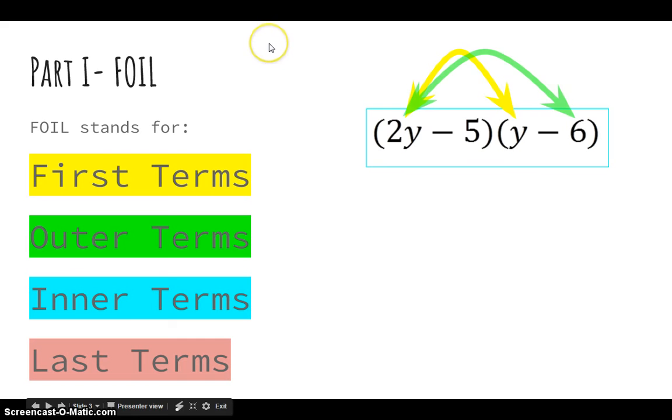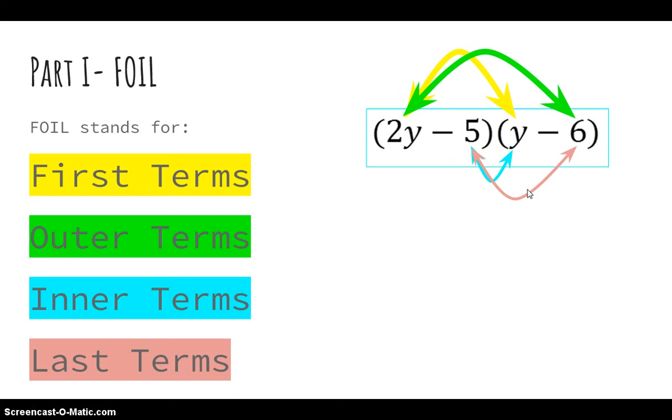the outer terms, which are right here, outside, okay? Then the inner terms, kind of like on the inside. And then finally, the last terms, the negative 5 and the negative 6 here in this case, all right? And what that really is, it is the distributive property. We're distributing 2y to y, 2y to negative 6, that's the yellow and the green arrows. Then we have to distribute negative 5 to y and negative 5 to negative 6 using the blue and pink arrows. So it's nothing that we haven't done before.